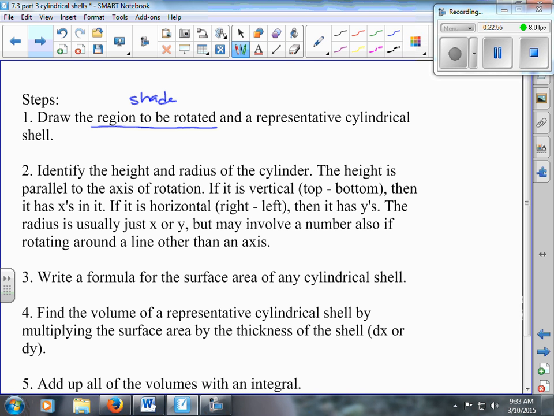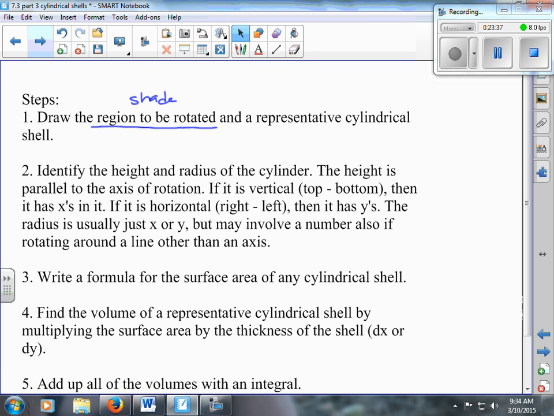Because that's really important. If that region is top minus bottom or right minus left, you already know what your variable of integration is. Then you're going to draw a representative cylindrical cross section. Find the height and the radius of the cylinder. The height is parallel to the axis of rotation. It's also determined by the area. If it's vertical, then you'll have x's. If it's horizontal, then you'll have y's. The radius is usually just x or y, but may involve a number also if you're rotating around a line other than an axis, which is the question Terry had that we just addressed in number 2.